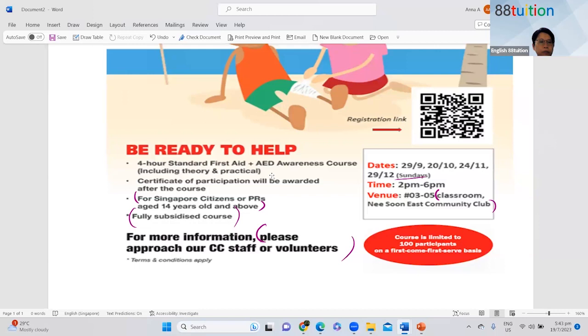For Singapore citizens or PR 14 years old and above. It's so good, right? Last time, there was an age limit cap. Nowadays, 14 years old can take. Quite a number of things nowadays, teenagers can take. It used to be, in the past, they were not allowed. So now they do.